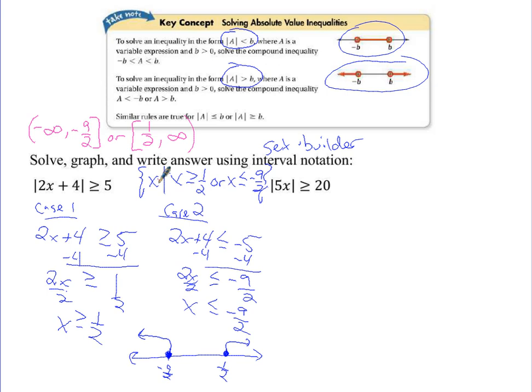There is your set builder notation. There is your graph, and there is your solution. Like I said, on a test, you're going to be asked to do all four, so you might as well know how to do it.